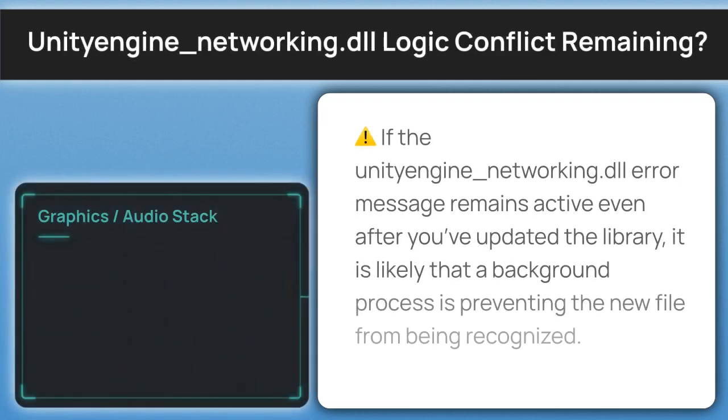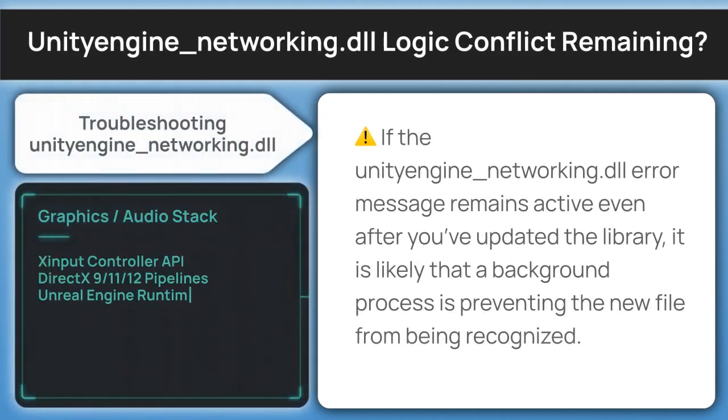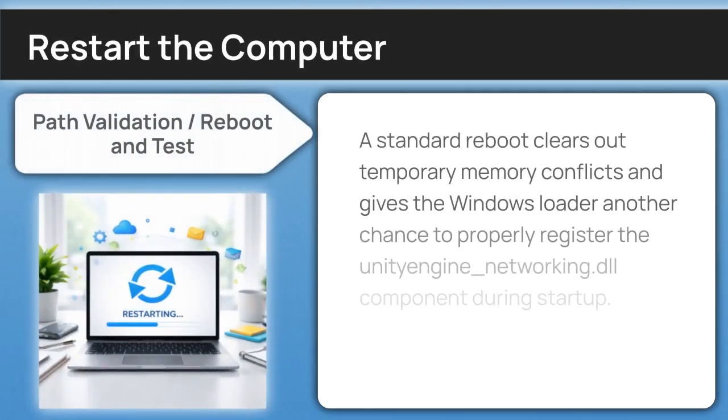If the application still won't initialize, we need to shift our focus to how the Windows loader is interacting with the library. A full system restart clears the temporary memory cache and allows Windows to attempt a fresh initialization of all required libraries, including Unity Engine Networking Module.